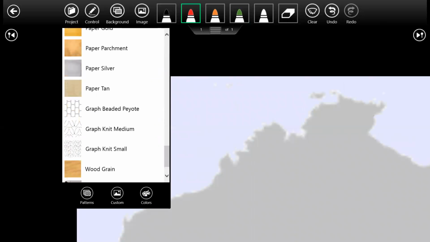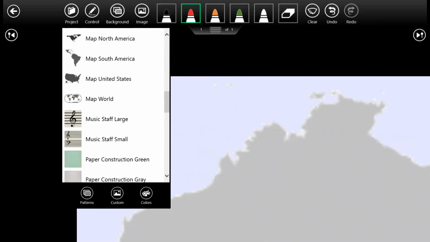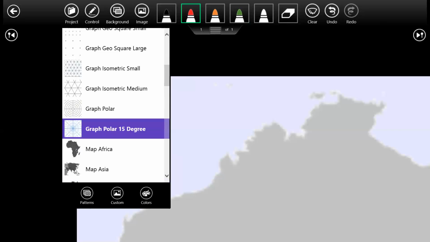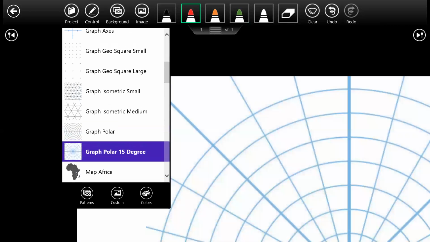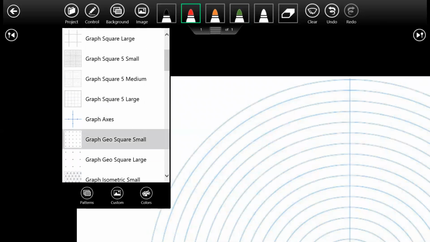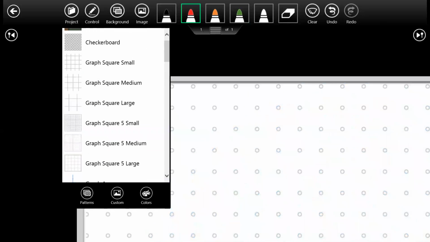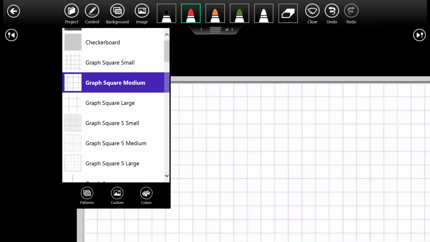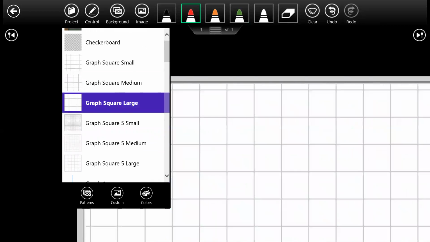Or we can go old school. Let's see if you guys remember this. Uh-oh, polar coordinates. Graph paper. Connecting the dots. Sorry, I'm getting too excited about this. Okay. We'll just do large ones.